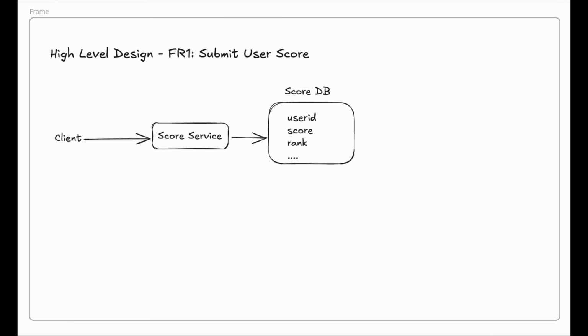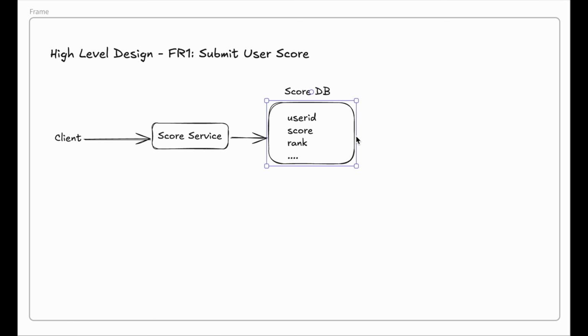A user initiates the request from their device, the client, which sends the score to a score service. This service handles validation, transformation, and business logic. Once processed, the score is written to a score database, where we store records like user ID, score, rank, and additional metadata. The score service is stateless, meaning it can scale horizontally.